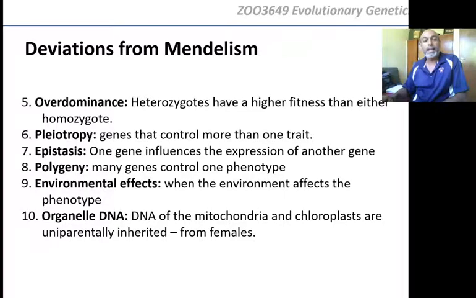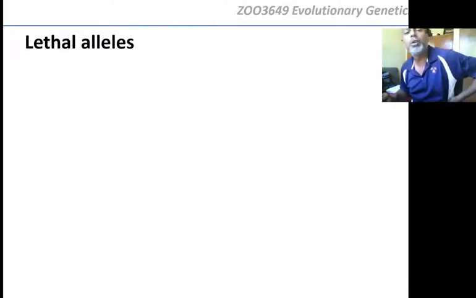Now we're going to talk about the environmental effects. And lastly, we have organelle DNA, and as you know, organelle DNA is only uniparentally inherited. You know this very much from 2544 last year. And so they obviously do not have a Mendelian diploid kind of inheritance, do they? That's kind of obvious. So let's go through each of these in order.